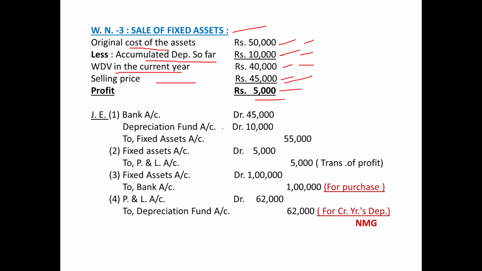Let us pass the journal entry. Number 1, bank account debited 45,000, depreciation fund account debited 10,000, to fixed assets account credited 55,000. So we credited 55,000 versus its original cost price 50,000, because over here we included the profit also in this figure of 55,000, and that is why the second journal entry for the transfer of profit, fixed assets account debited 5,000, to profit and loss account credited 5,000 for transfer of profit. Remaining third and fourth journal entry for the balancing figure of fixed assets account for the purchases and depreciation fund account for the current year's depreciation.